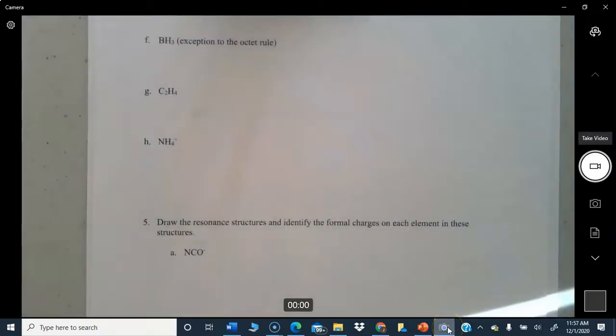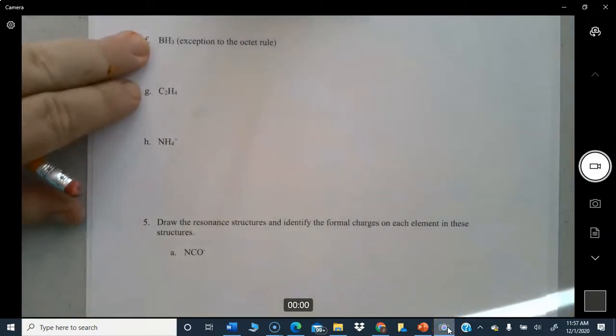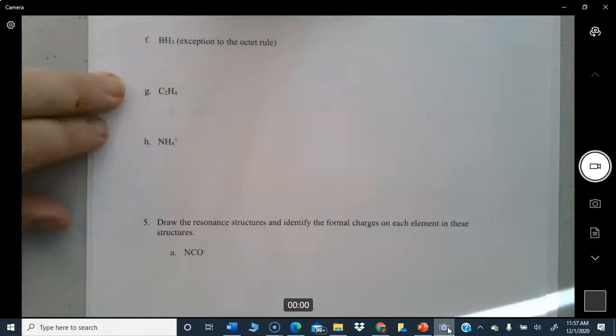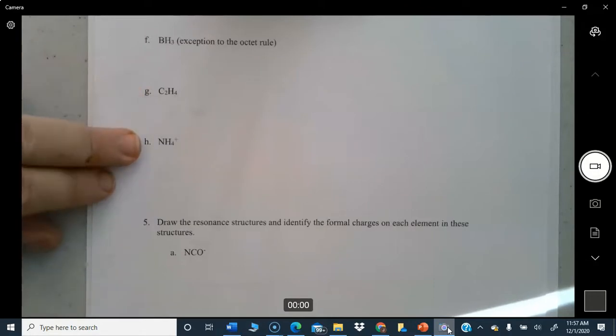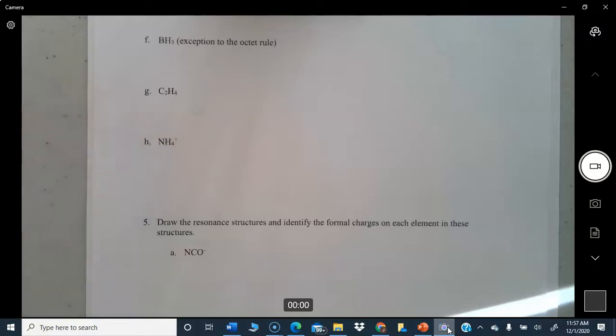I'm going to leave these to you. This one was done actually in one of the videos. This one we did in the previous assignment. See if you can do it without looking at that answer. And this one is pretty straightforward. Remember, that plus sign means it's deficient by 1 electron from what you would count for nitrogen and for hydrogen. So you count the valence electrons, and then you're going to subtract 1 because it's deficient because of that plus sign.